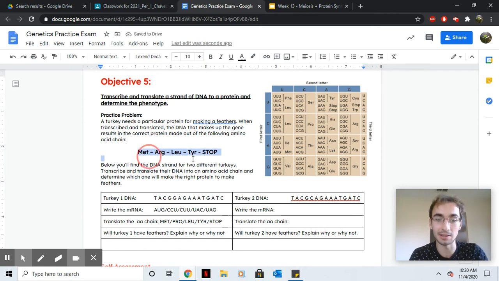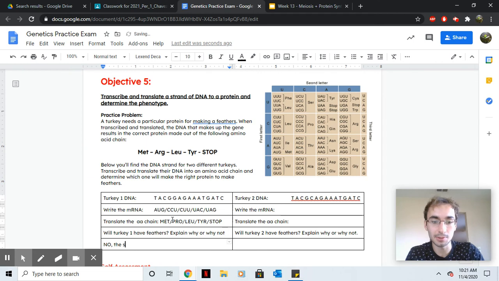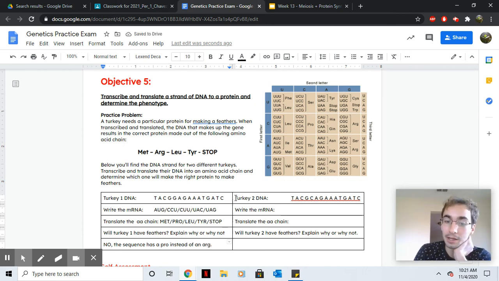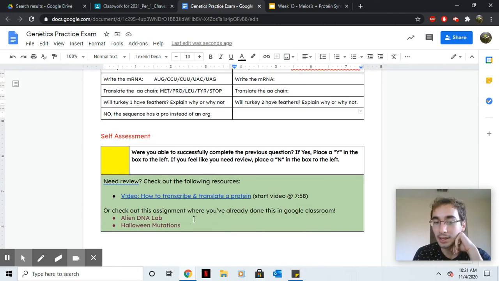So here's what you need to get feathers. You should notice that this turkey will not have feathers. The sequence has a proline, PRO, instead of an arginine. Now, do this one yourself and determine whether the turkey has feathers. If you're able to do it yourself, put a yes. If you need help, watch this video.